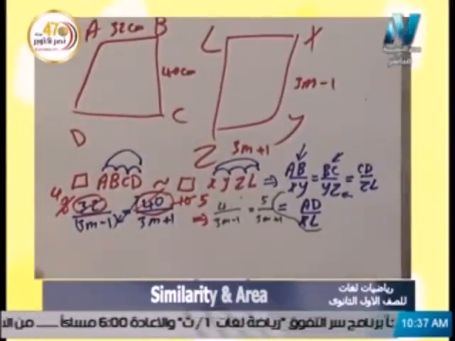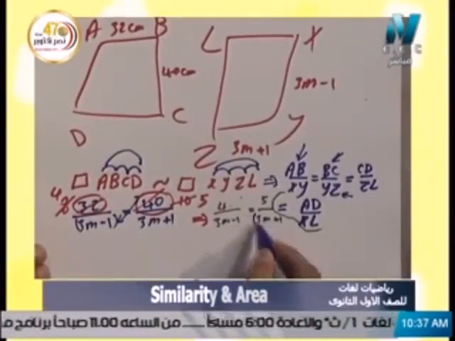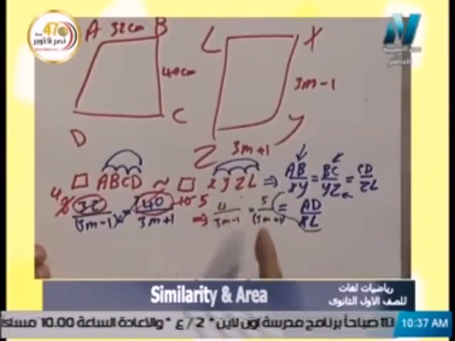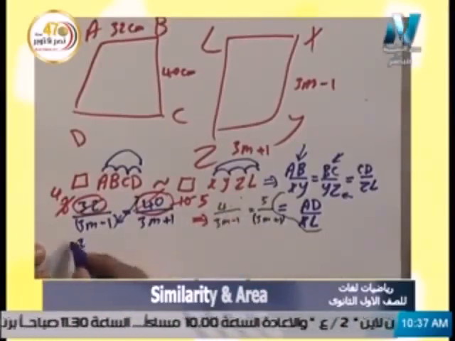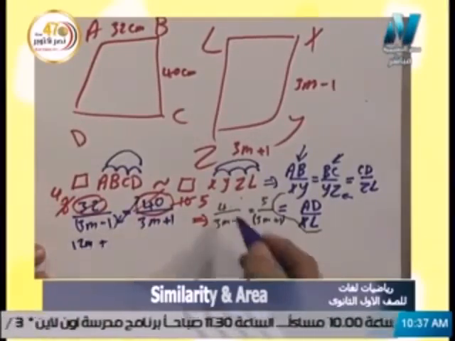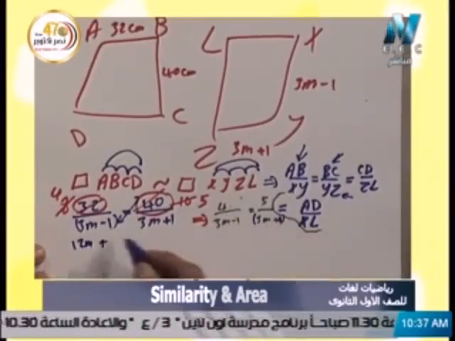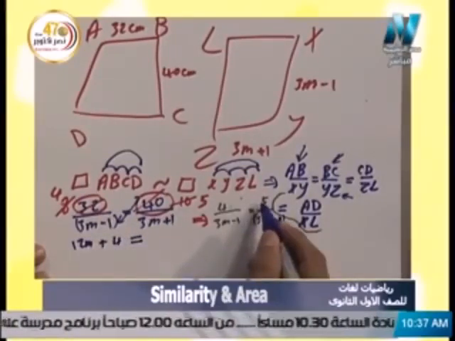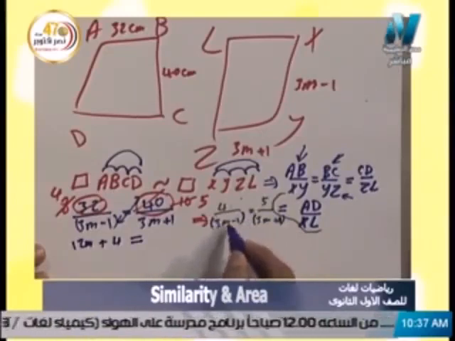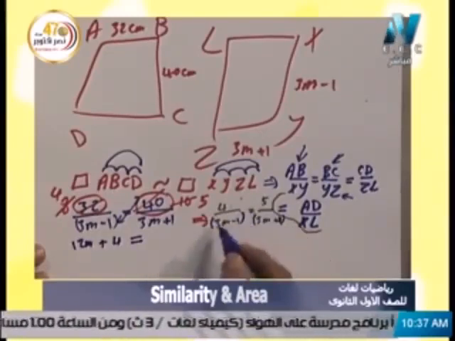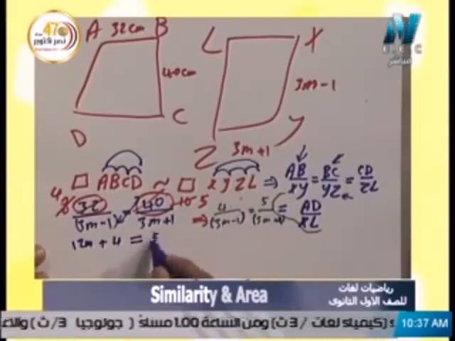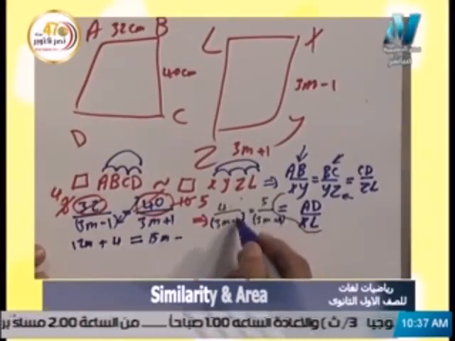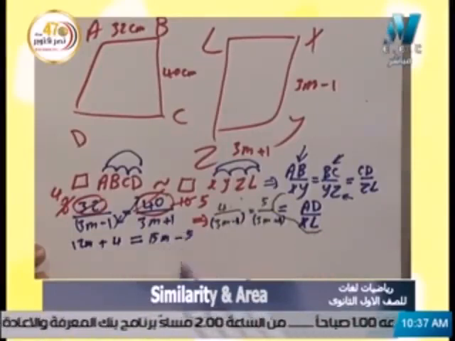Our method is cross multiplication here. 4 multiplies 3m plus 1: 4 multiplied by 3 equals 12m, plus 4 multiplied by 1 equals 4. Write equal, and multiply 5 by 3m minus 1. 5 multiplies 3 equals 15, so it is 15m, minus 5 times 1, equals negative 5 here.